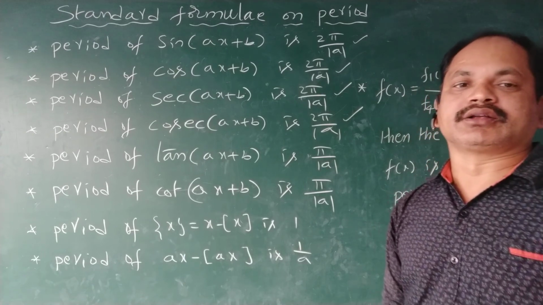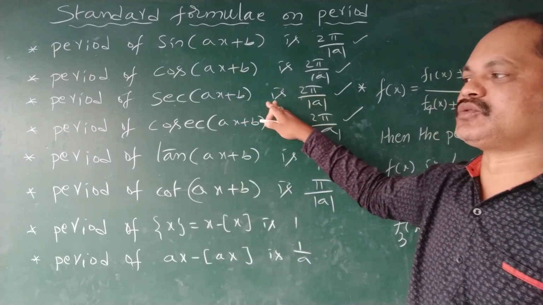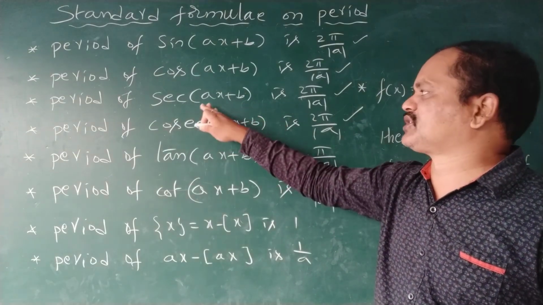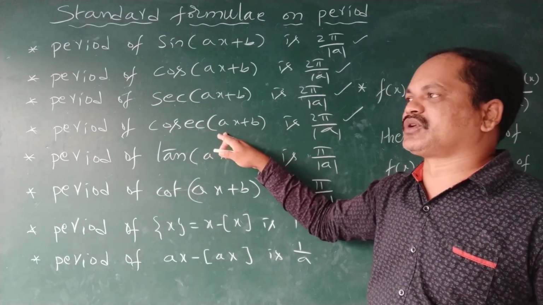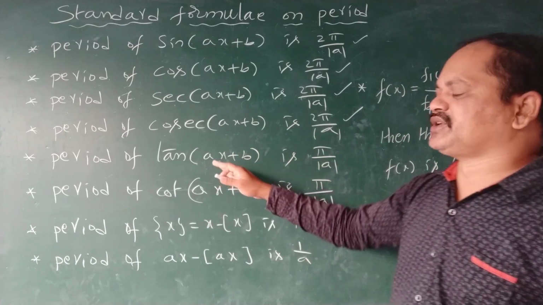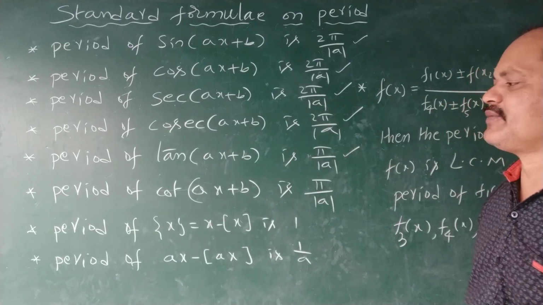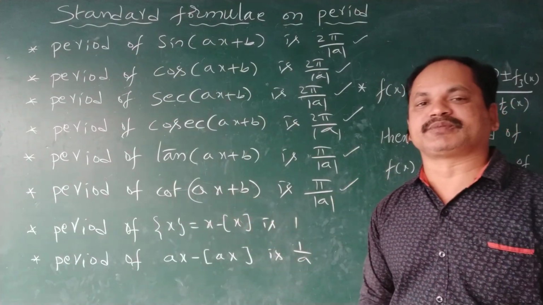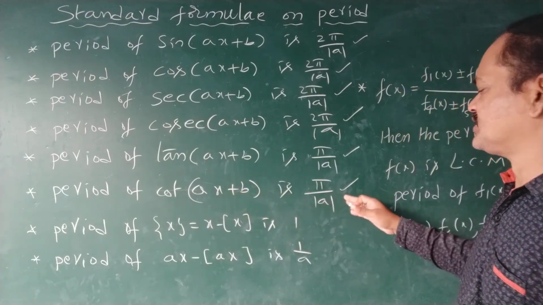Since the period of sec x is 2π, the period of sec ax is 2π/|a|. Now we have to take the coefficient of x here in the denominator. So the period of cosec x is 2π, that's why the period of cosec(ax + b) is 2π/|a|. Now the period of tan x is π, that's why the period of tan(ax + b) is π/|a|. And the period of cot(ax + b) is π/|a|, since the period of cot x is π.